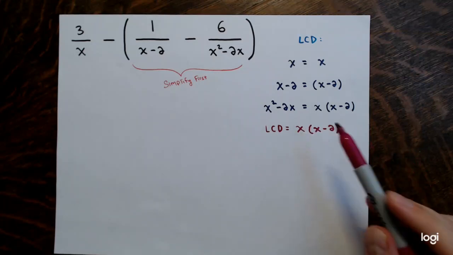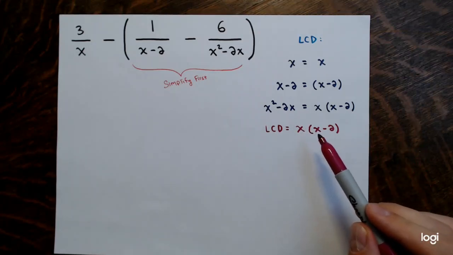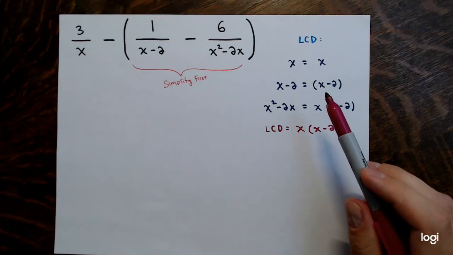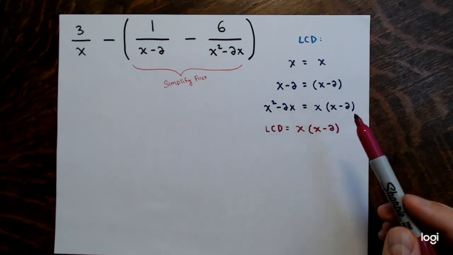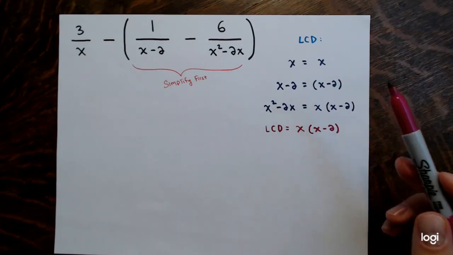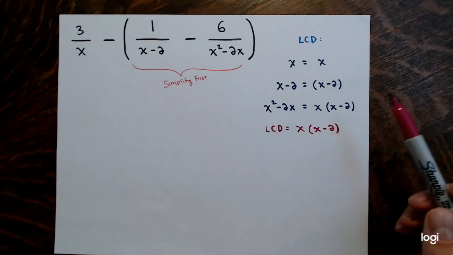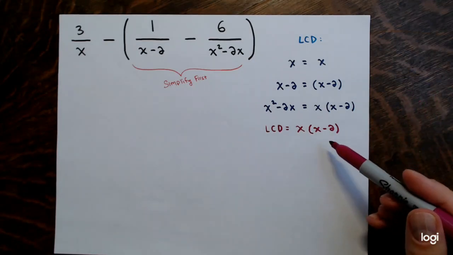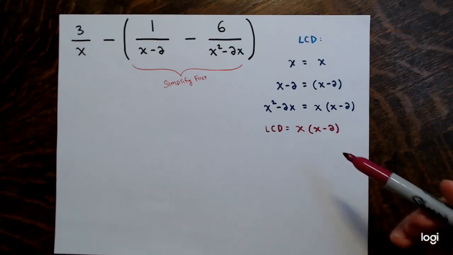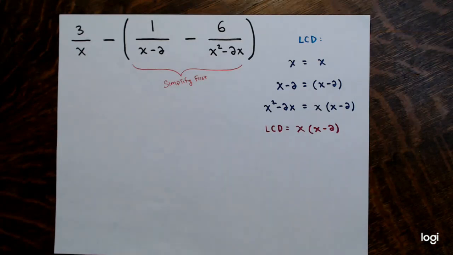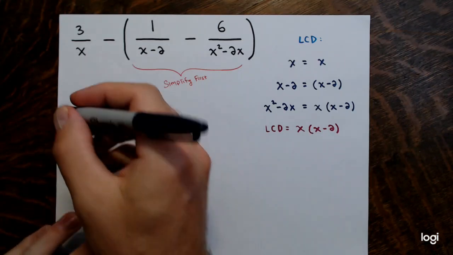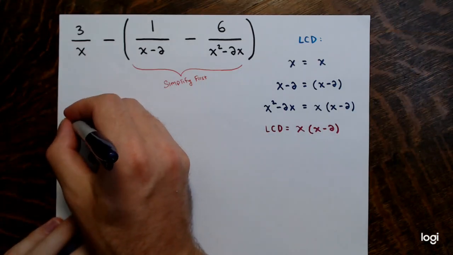Not going to write that. And then x minus 2, this factor, appears once, 0 times. So again, 1, 1, 0. The largest of those numbers is 1. x minus 2 to the first, or just the quantity x minus 2, is a factor of the LCD. Alright, so now that I have the least common denominator, I'm going to rewrite these fractions. So 3 over x.